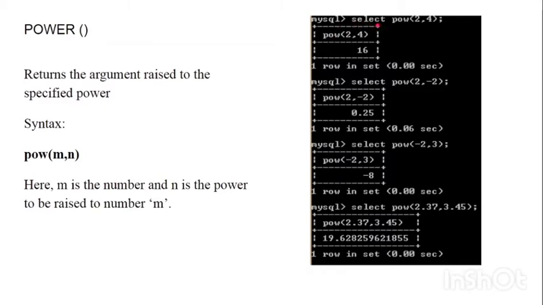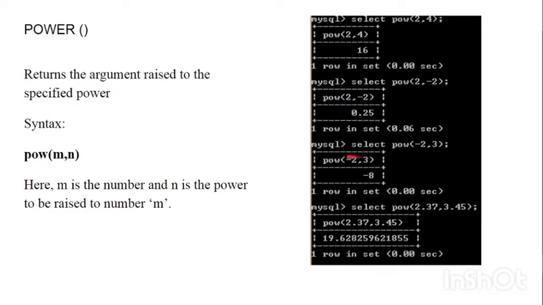So select power 2 comma 4. Then it will produce the output as a column containing power of 2 comma 4. What is given in the select statement will be displayed as the column name. So power of 2 comma 4, that is 2 raised to 4, is 16. Next is select power of 2 comma minus 2, that is 2 raised to minus 2. The output is 0.25.